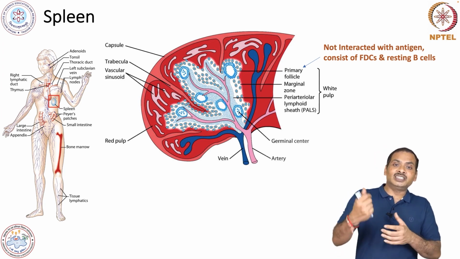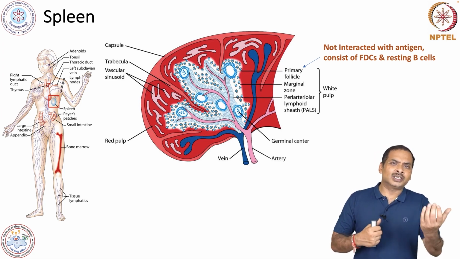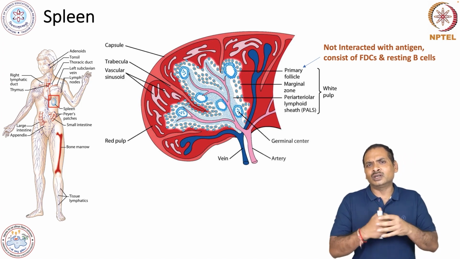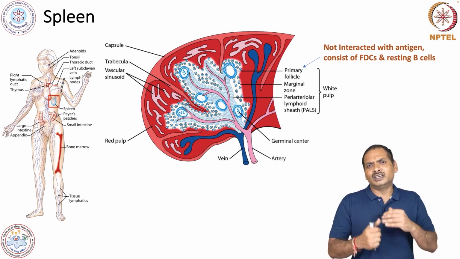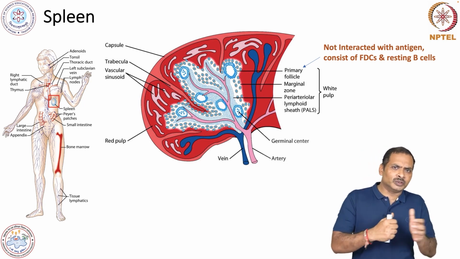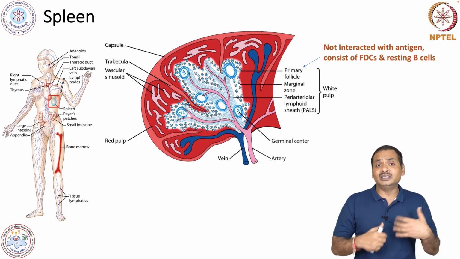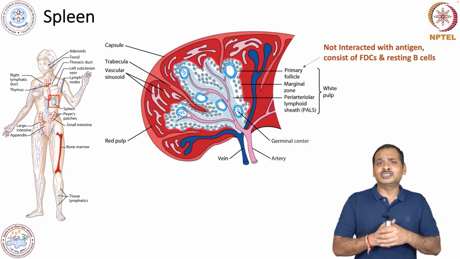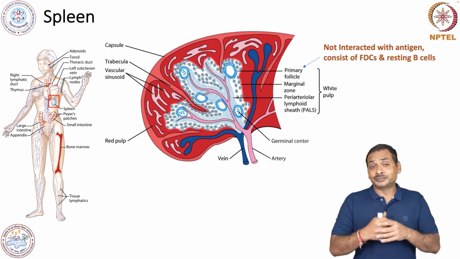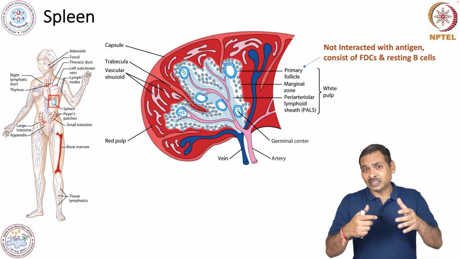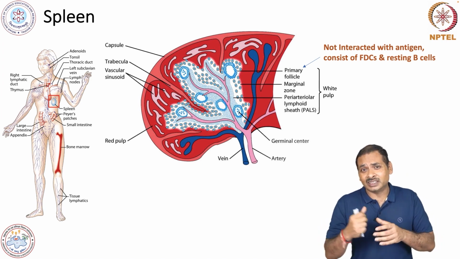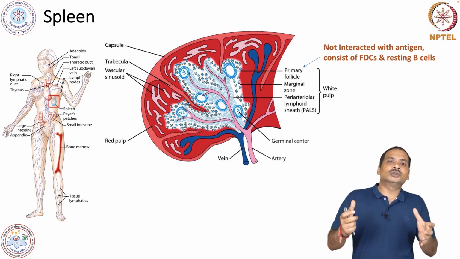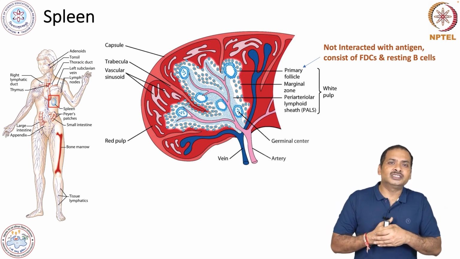When the antigen comes, initially it will interact and there will be no activity, and then we call it a primary follicle. Later on, when a lot of immune reaction is taking place, this naive B cell will differentiate into plasma cells, and those will actively secrete the antibody molecule. So, those centers we call a germinal center.